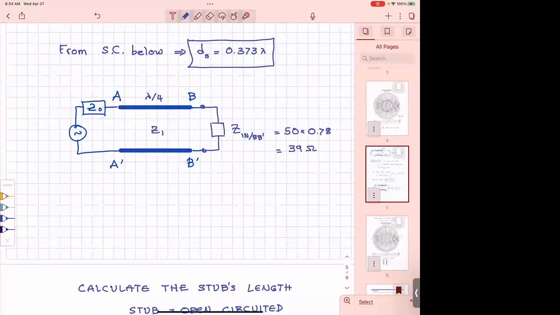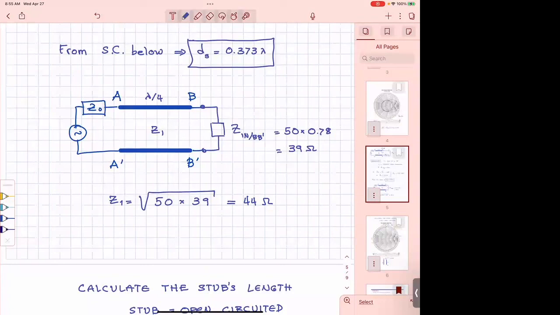So the final step is to calculate Z1, which is the square root of 50 times 39, which in fact gives us 44 ohms. So now you solve the problem.